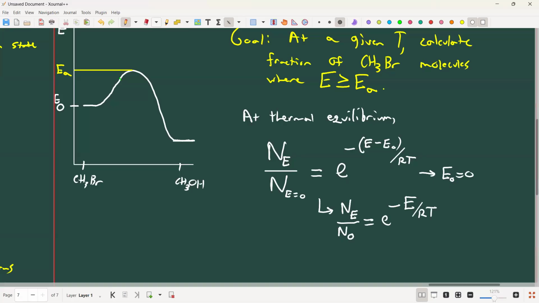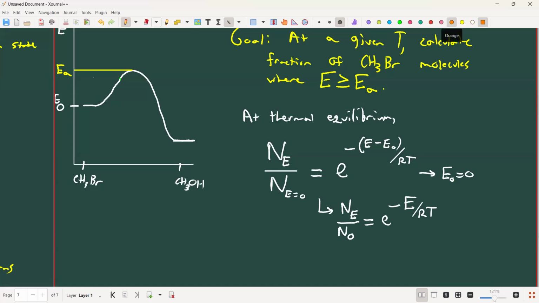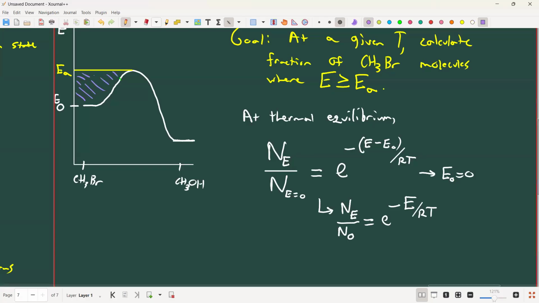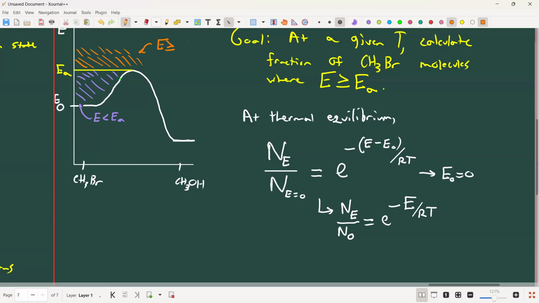So that says that the fraction of molecules at energy E is just equal to e to the minus E over RT. Okay. So what we want to calculate now is, in some sense, we have some fraction of molecules that don't have enough energy, these are E less than E sub A. And then there's some fraction of molecules, we don't know how much, that have a sufficient amount of energy. These are molecules of E greater than or equal to E sub A. So how do we calculate that?